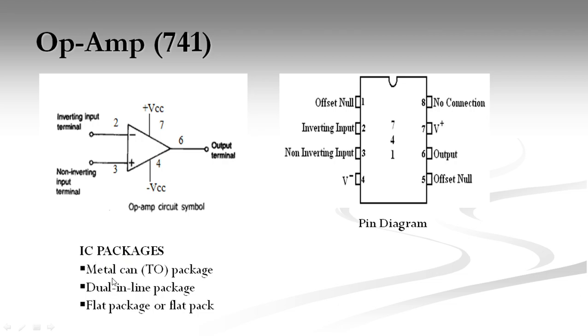Now let us see the famous IC packages available. Three packages are available: the metal can package, which we normally call the TO package, the dual inline package, and the flat package or flat pack.